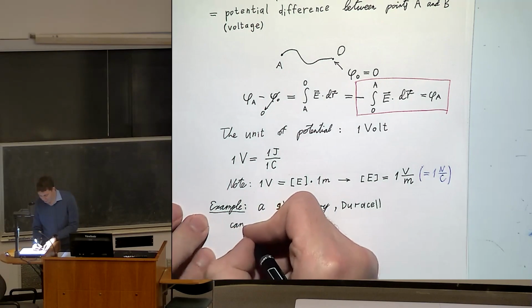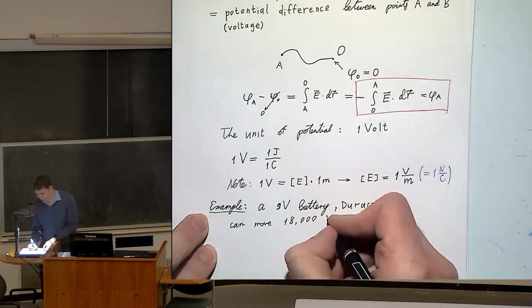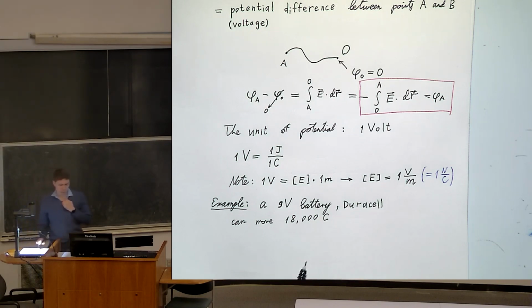So it can move a lot of charge, 18,000 coulombs, before it gets exhausted, and it's really a lot. Later, when we introduce electric current, I can explain how to find this number based on milliamp hours that may be written on the packaging. But so far, let's say I looked up the specs of those batteries on the internet, and that's how much charge it moves from one terminal to the other.